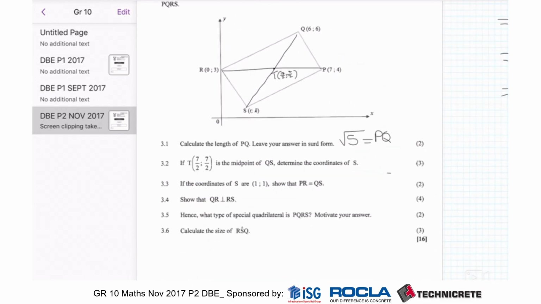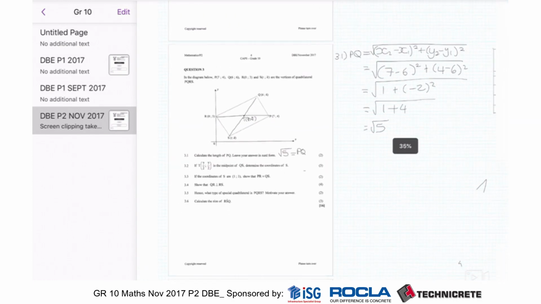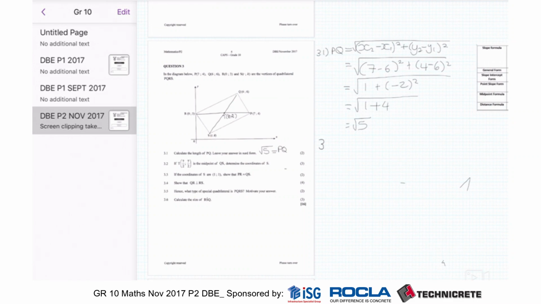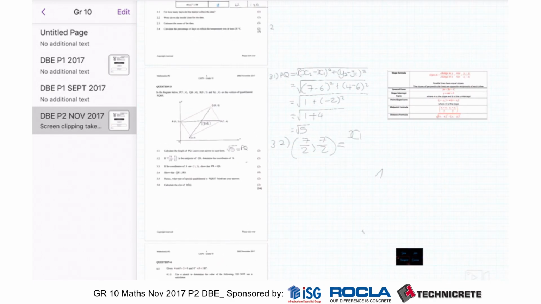So what are we using now? We're using midpoint formula. Because we have Q, we have the midpoint, we are finding S. So it's actually you making use of that formula. Because we know the midpoint, which is 7 over 2, 7 over 2. And midpoint formula is x1 plus x2 over 2, and y1 plus y2 over 2.